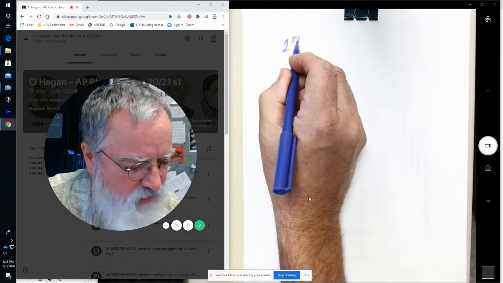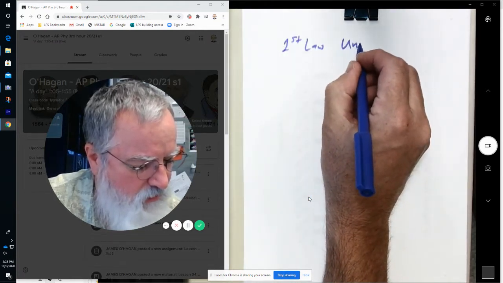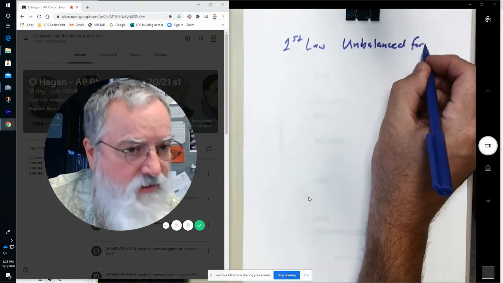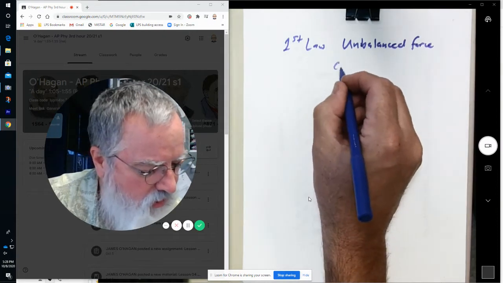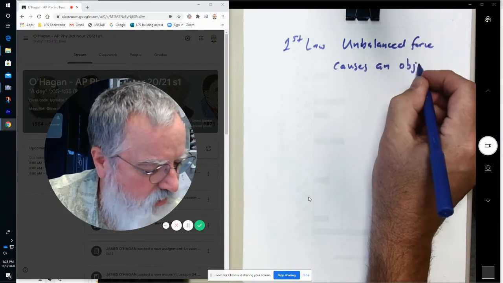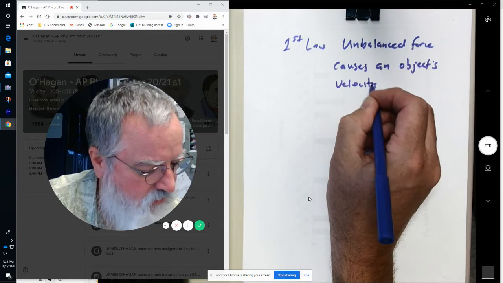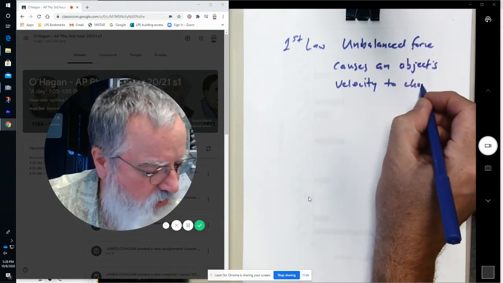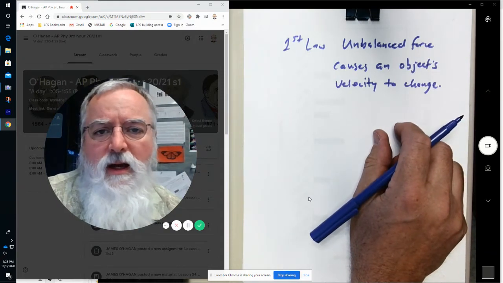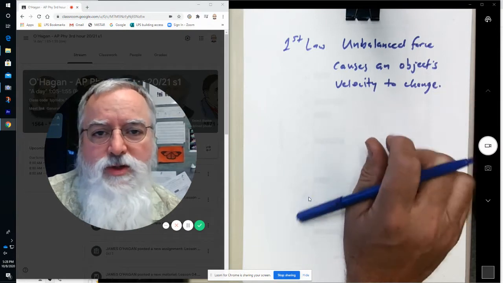So first law, all right, unbalanced force, B-A-L-A-N-C-E-D, force, causes an object's velocity to change. Flip side of that, if the forces are balanced on an object, if the net force is zero on an object, no change in velocity.